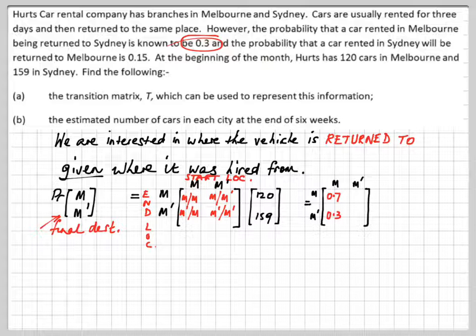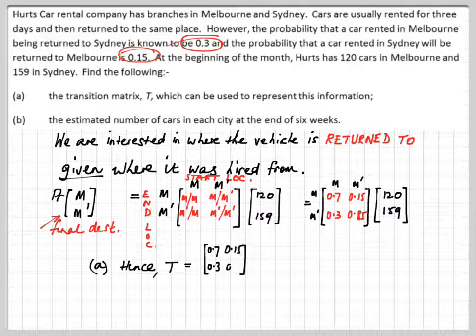Okay, what's the other bit of information we got here? Car rented in Sydney will be returned to Melbourne. So what's that mean? Rented in Sydney, so that's Melbourne given not Melbourne. Is that right? Yeah, that's 0.15. So that goes there. Okay, you getting the idea of all this? Therefore, the last item in that column must be 0.85. Okay, guys, we've got it. That's our transition matrix. And that's times the initial state matrix. Yes? All right, therefore, we can say that our transition matrix is that.